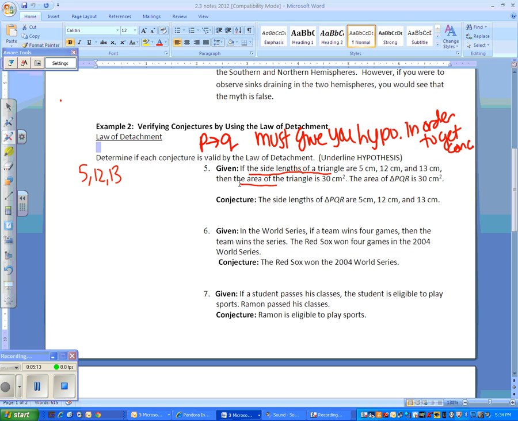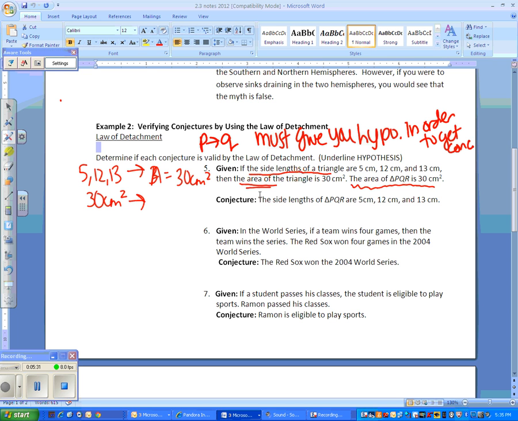Then that's the conclusion part, right? The area of the triangle is 30 centimeters. Area equals 30 centimeters. So I'm going to rewrite this. Okay, so this is my hypothesis. This is my conclusion. Now I'm going to give you some extra information. The area of this triangle is 30 centimeters squared, 30 square centimeters.